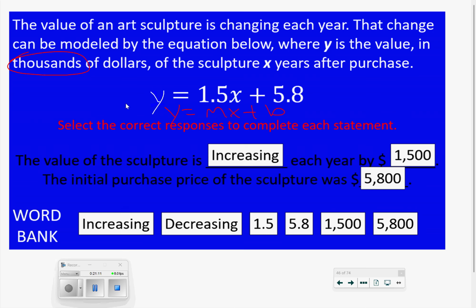Now keep in mind that we're talking about the value in thousands, and that the 5.8 is really 5,800, and that's what it started out to be. And then we're adding 1,500 every year. That is okay. So this is the answer.